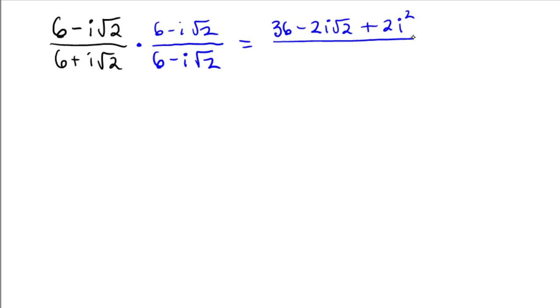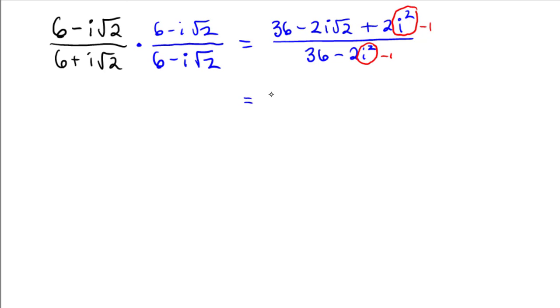In the bottom we have conjugates being multiplied, an a plus b times an a minus b, so there I'll use the difference of squares. 6 times 6 is 36 minus i rad 2 times i rad 2. Well, the rad 2 gives you the 2, and the i gives you i squared. So now we can use our knowledge of the imaginary unit to say that i squared is -1, which will allow us to simplify those pieces.